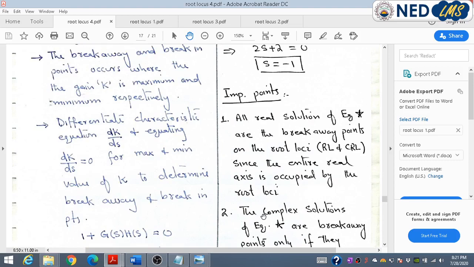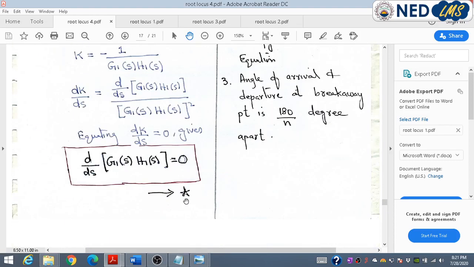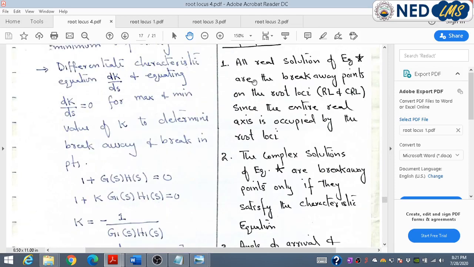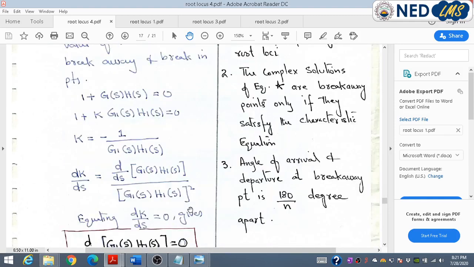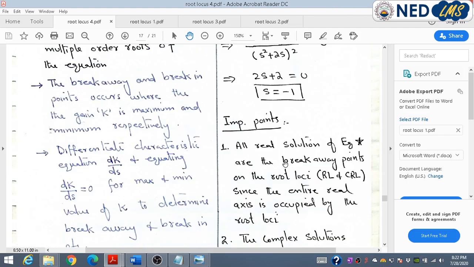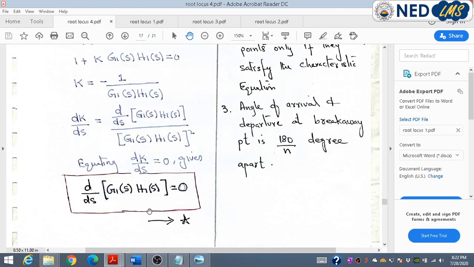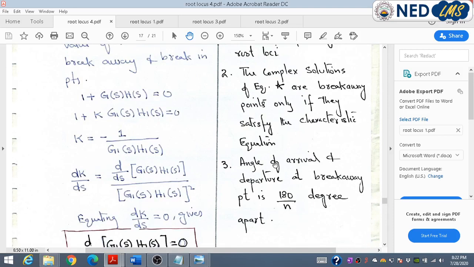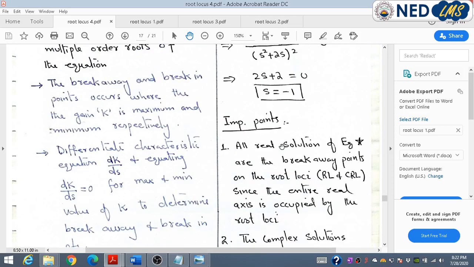Okay, here are some important points regarding the solution of this equation star. All real solutions of equation star are breakaway points on the root loci, since the entire real axis is occupied by the root loci. It means if the solutions of this equation are real, that is, they lie on the real axis, and the entire real axis is part of the root locus, then we have to accommodate the solution of this equation into our root locus sketch. We cannot discard the solution of equation star if it comes out to be real.